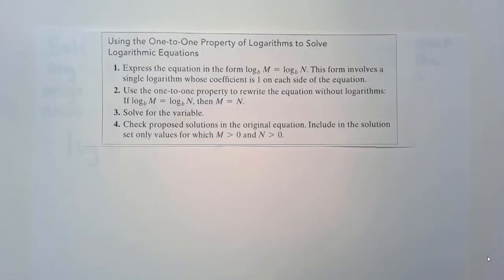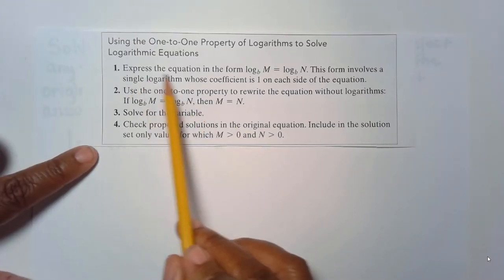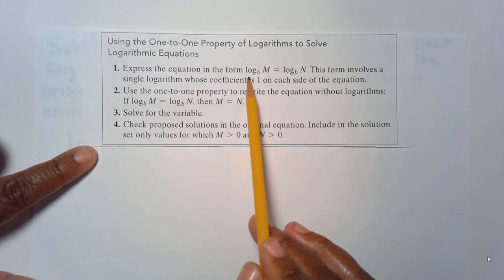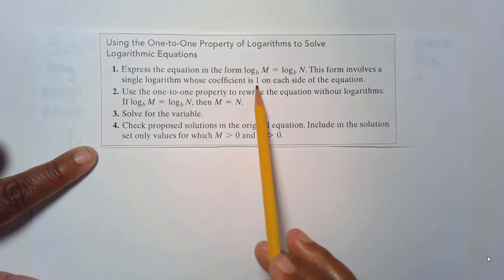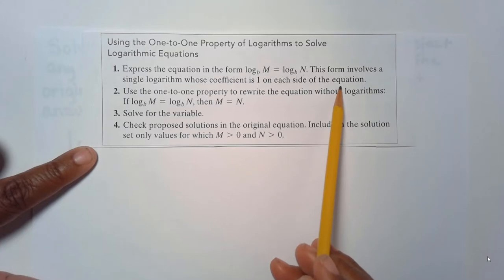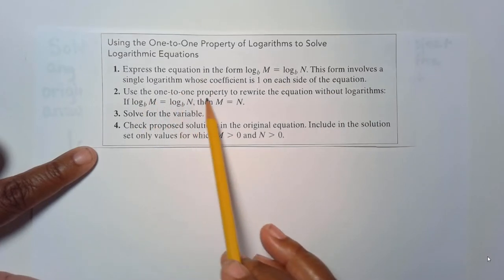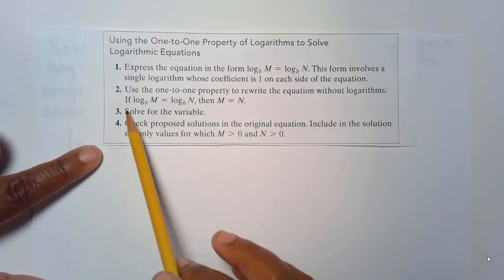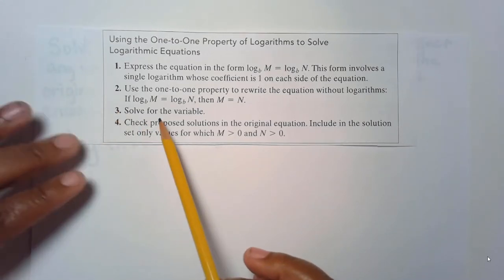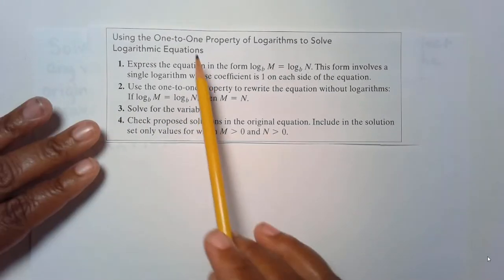All right, so next we're going to look at using the one-to-one property of logarithms to solve logarithmic equations. So we have here, it says express the equation in the form log base b of m equals log base b of n. This form involves a single logarithm whose coefficient is 1 on each side of the equation. Use the one-to-one property to rewrite the equation without logarithms.